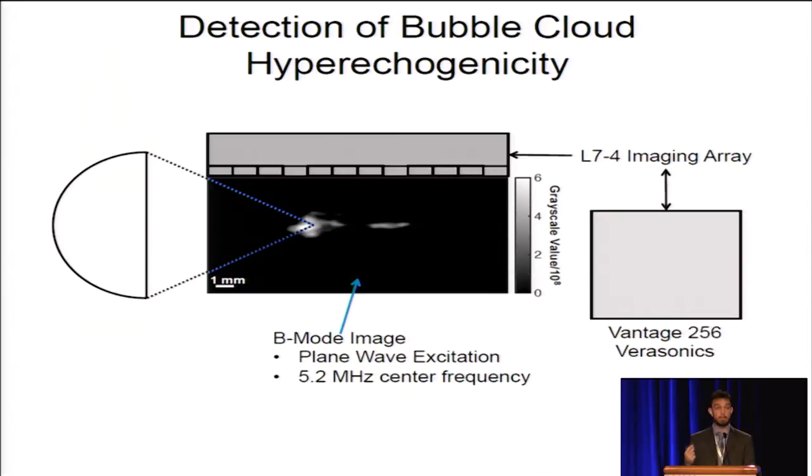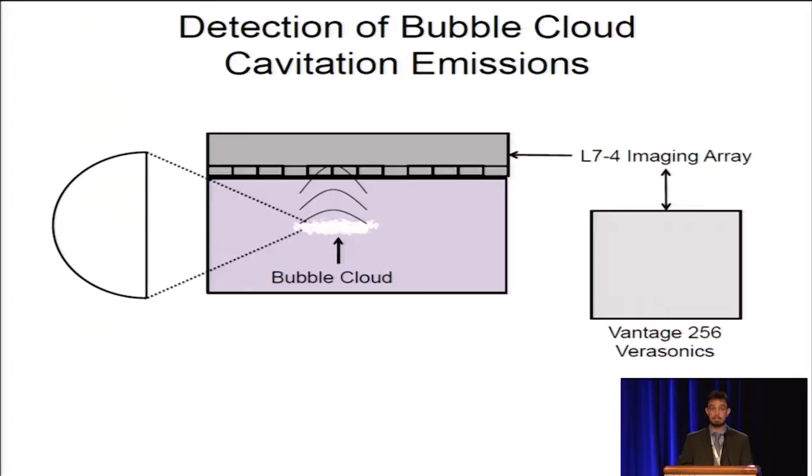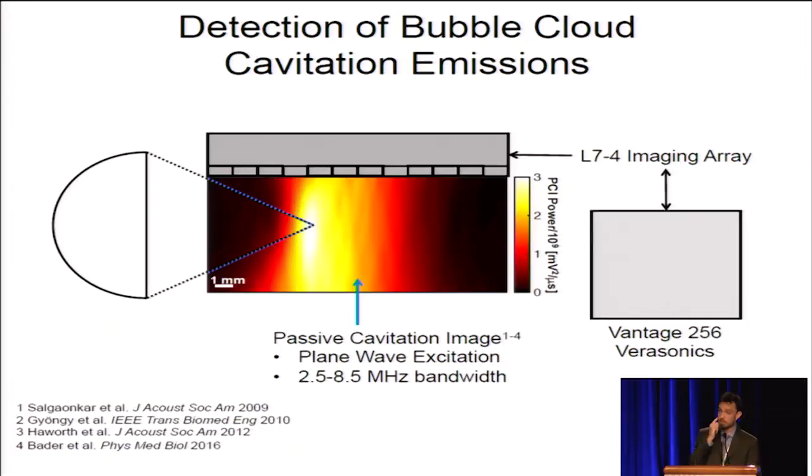To look at hyperechogenicity, we use a plane wave B mode image, and you can see the hyperechoic bubble cloud here. We use the same imaging array to simply passively detect emissions from the bubble cloud. What's nice about this is that these acoustic emissions are a nice surrogate for the mechanical action of the bubble cloud, which is ultimately what's responsible for the ablative qualities of histotripsy. We would then beamform these emissions in order to form what's called a passive cavitation image, which is depicted here. At Oxford University, they call these passive acoustic maps.